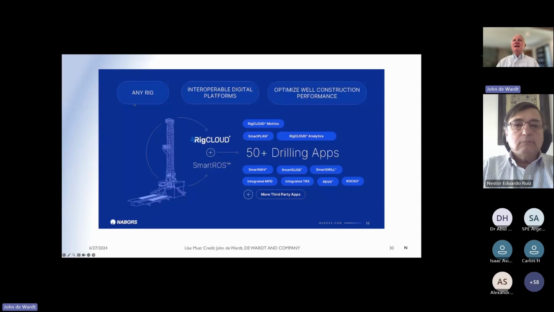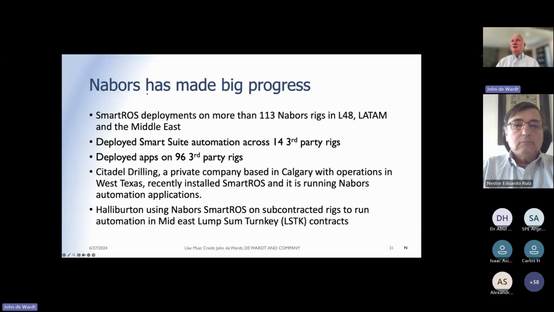And then this is a quick diagram showing you that they're applying to any rig. They're using Rig Cloud, so a cloud-based system, together with their smart rig operating system. And then they have these other nice buzzwords about what they're offering, but basically 50 plus drilling apps, 50 plus. That's amazing. They've made big progress. Their smart rig operating system deployments, this was a year ago from when I got this data. I can't find any updates that they've published. Some of these companies put these into investment presentations and then suddenly it disappears. So they've been on 113 Nabors rigs in the lower 48, Latin America, and Middle East. They've deployed across 14 third-party rigs, and then they put their apps on 96.